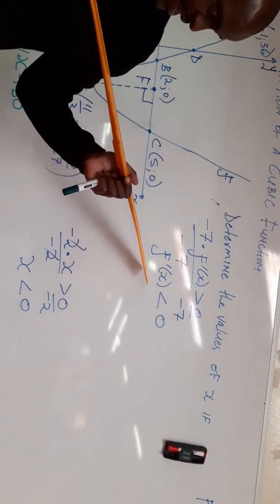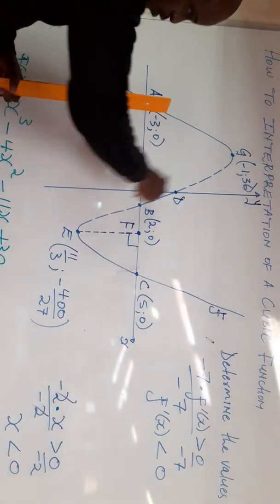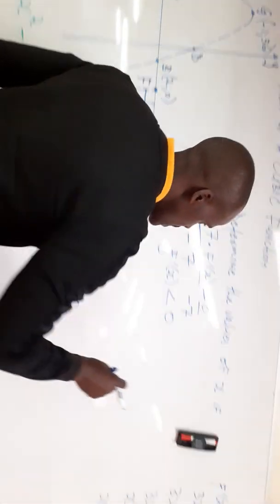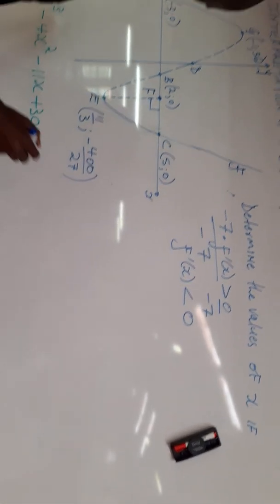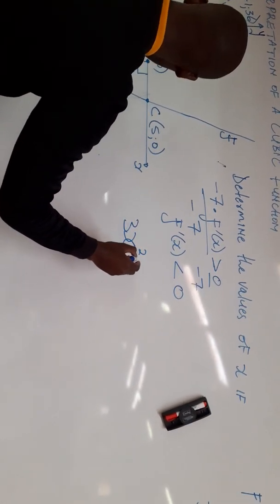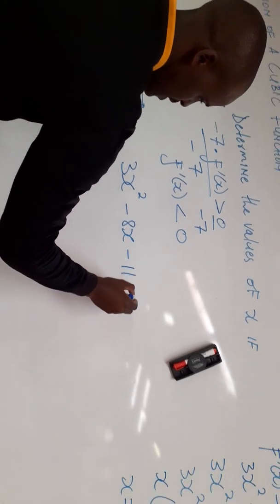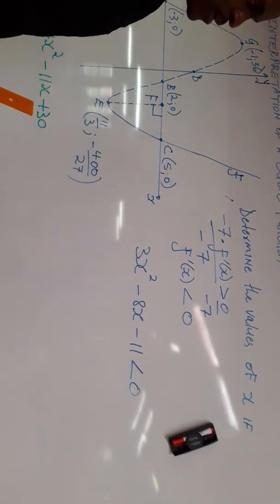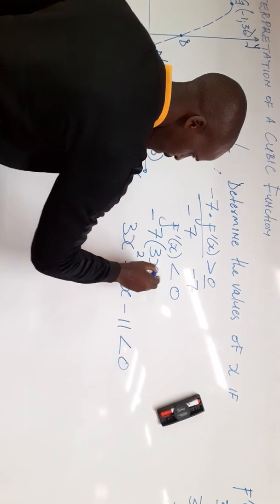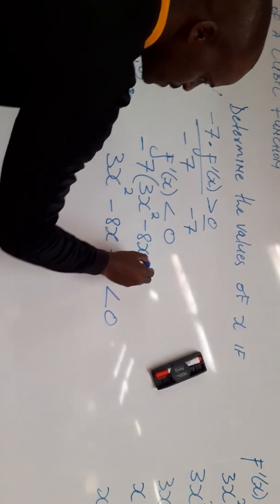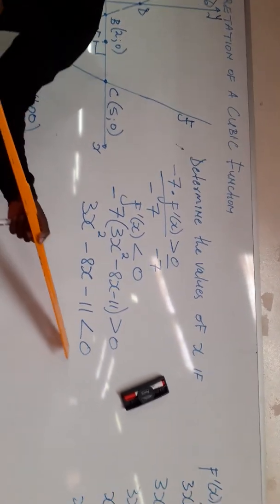We are to find the values of x where the gradient is negative. So when you go down, the gradient is negative. Right? Our gradient is given by 3x squared minus 8x minus 11 less than 0. Negative 7 times the gradient is greater than 0. Negative 7 is outside the brackets. You can divide by negative 7. The inequality sign will be affected.